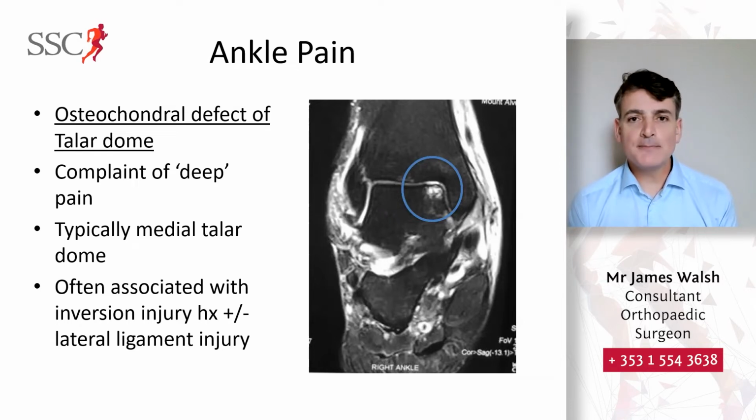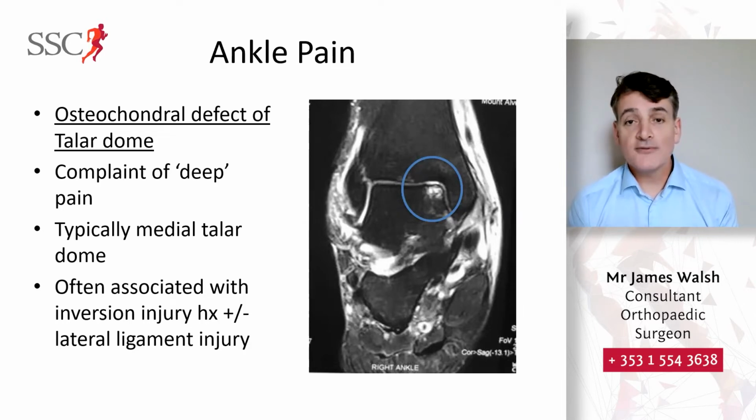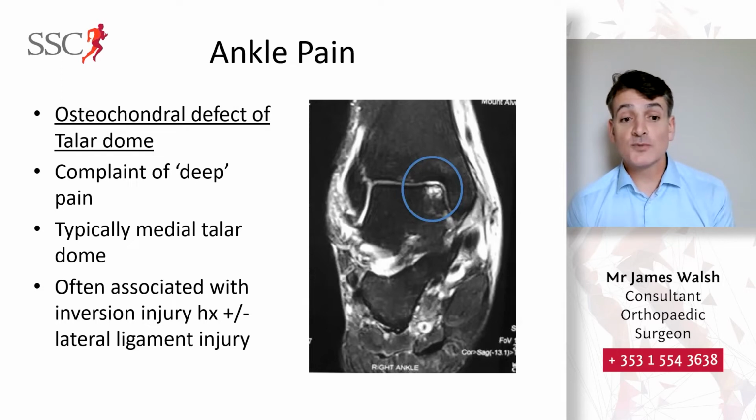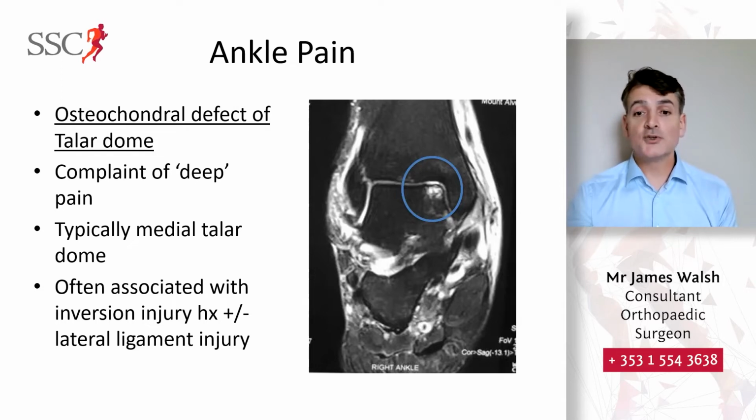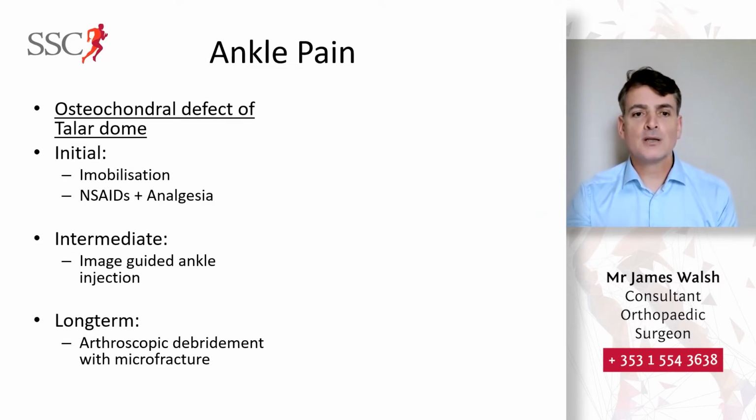Patients will complain of deep pain, particularly pain after activity, and it's typically on the middle side or medial side of the ankle. It's often, as I said, associated with an inversion sprain and a history of a lateral ligament injury. And classically, these are patients who really just don't settle down with physio and have ongoing deep ankle pain. So again, initially with these, we immobilize patients, give them non-steroidals and analgesia. We can try an image-guided injection.